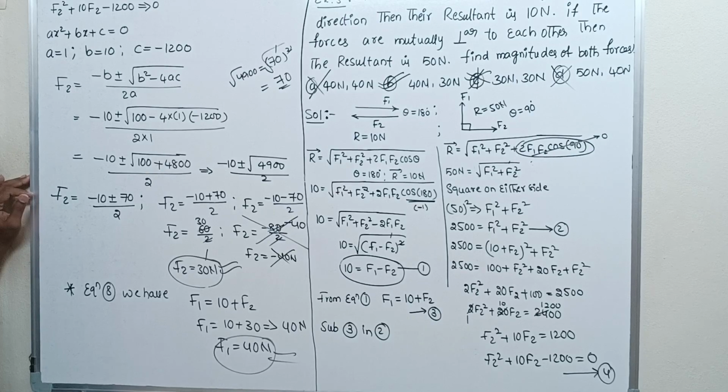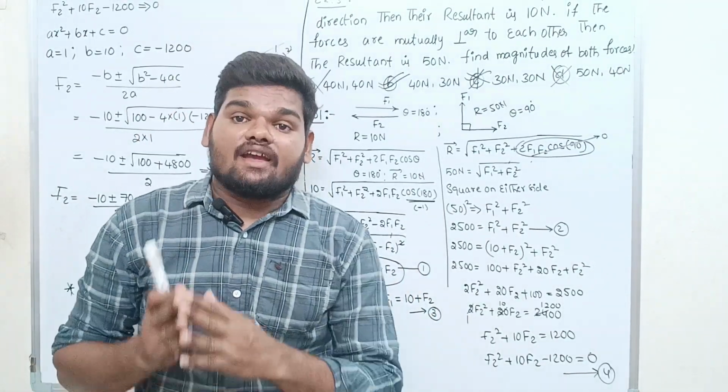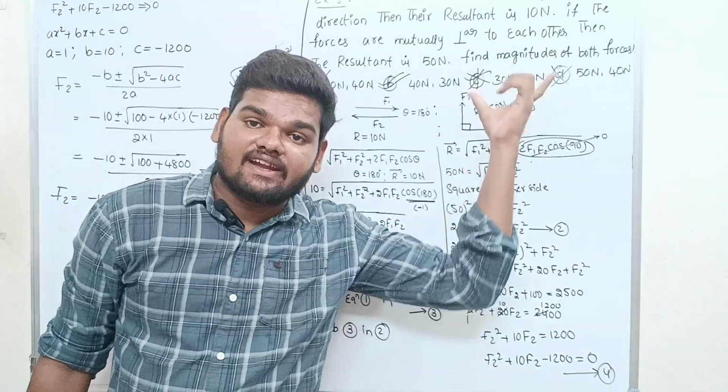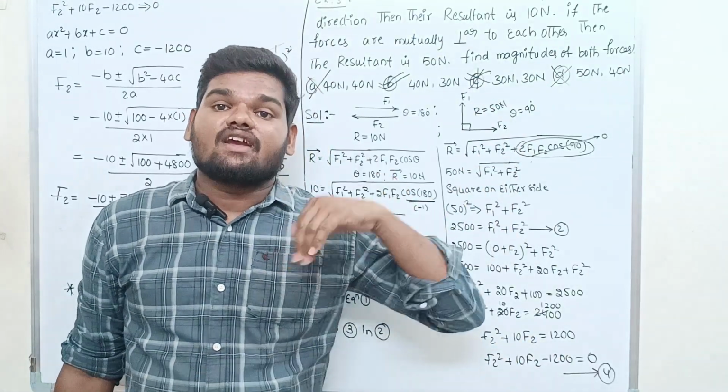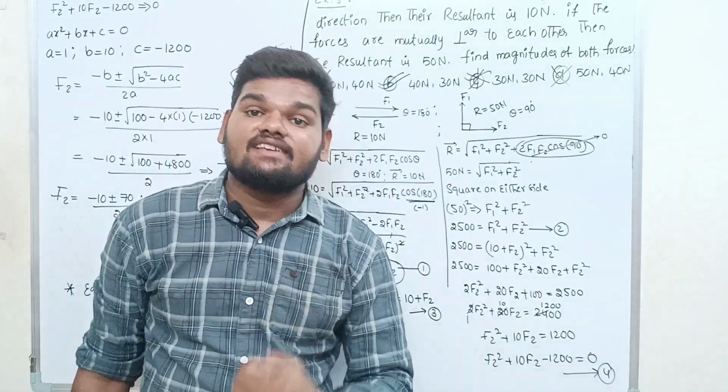3, 2, 1. Go. Right. So this is the end of today's lecture. I hope that you understood subtraction of two vectors and the laws of vector subtraction and some concept-oriented problems on the concept. I hope that you have enjoyed this lecture.